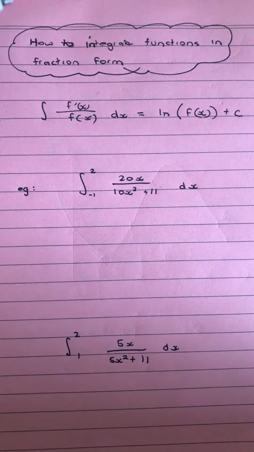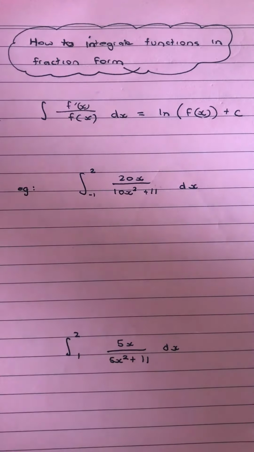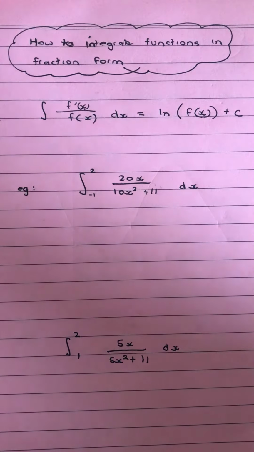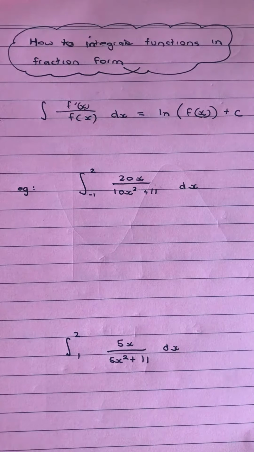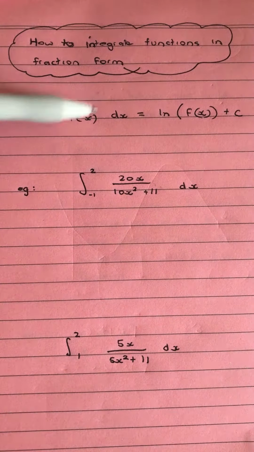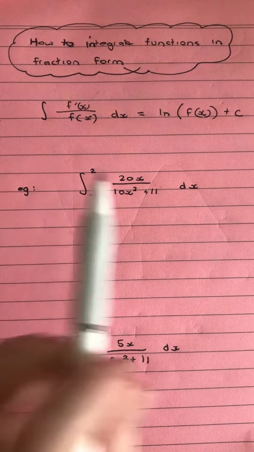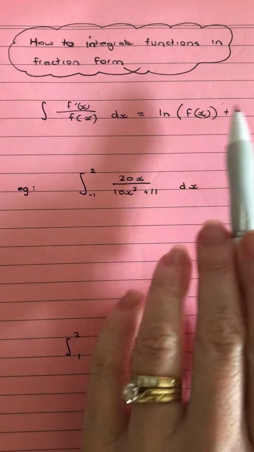I'm having a look at how to integrate functions that are in a fraction form, where you've got a function over another function. Now, the only way we can do this is if that function on the top is the derivative of the one on the bottom or a factor of that. Then we're able to use the rule that it is ln of the function plus c.